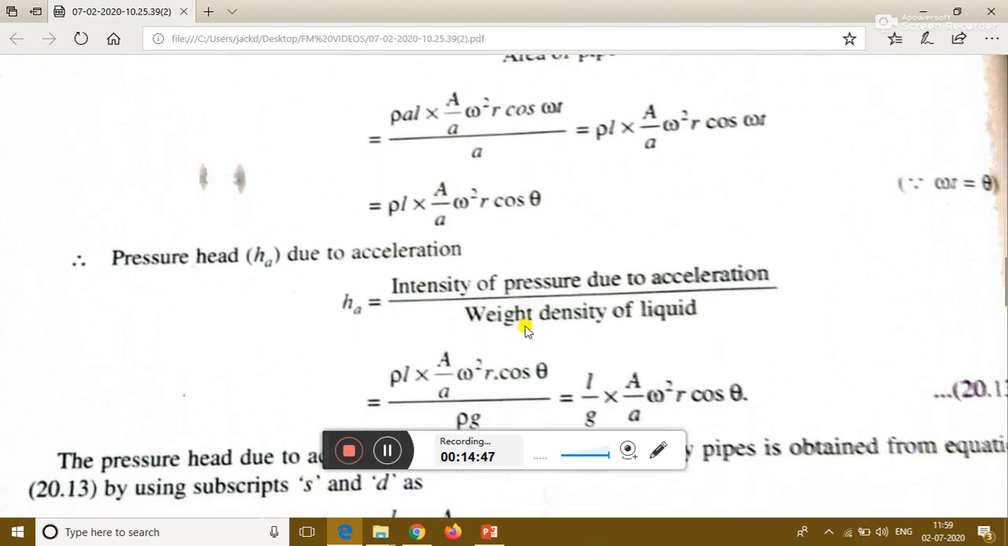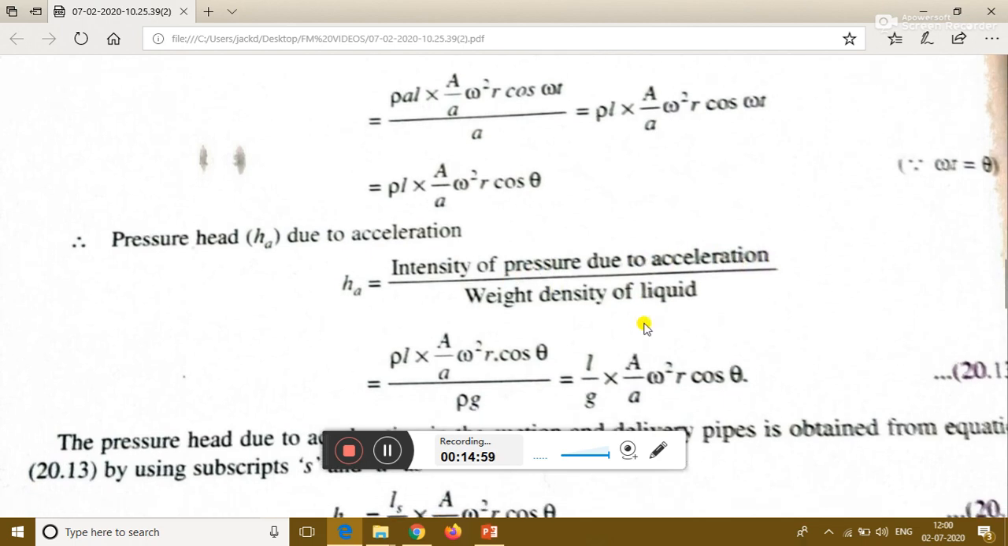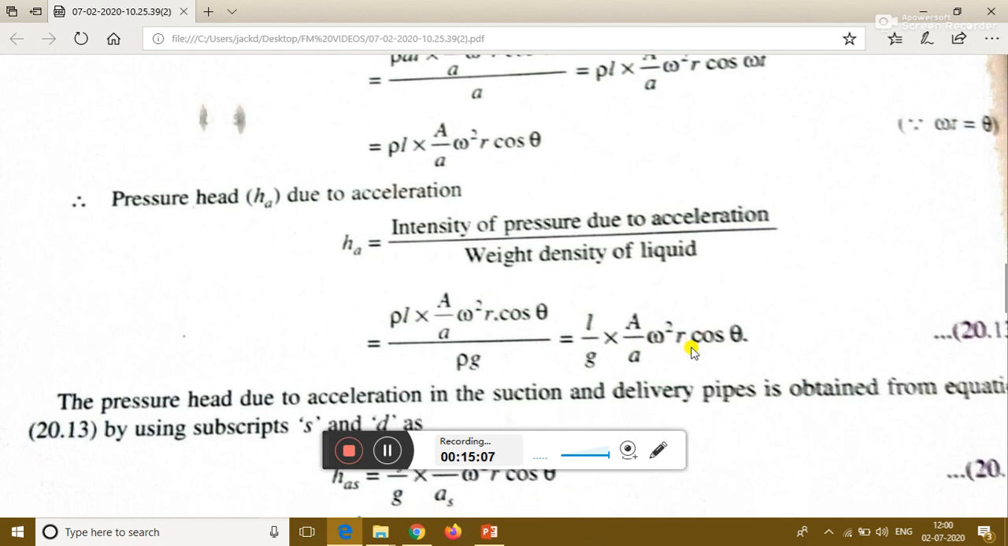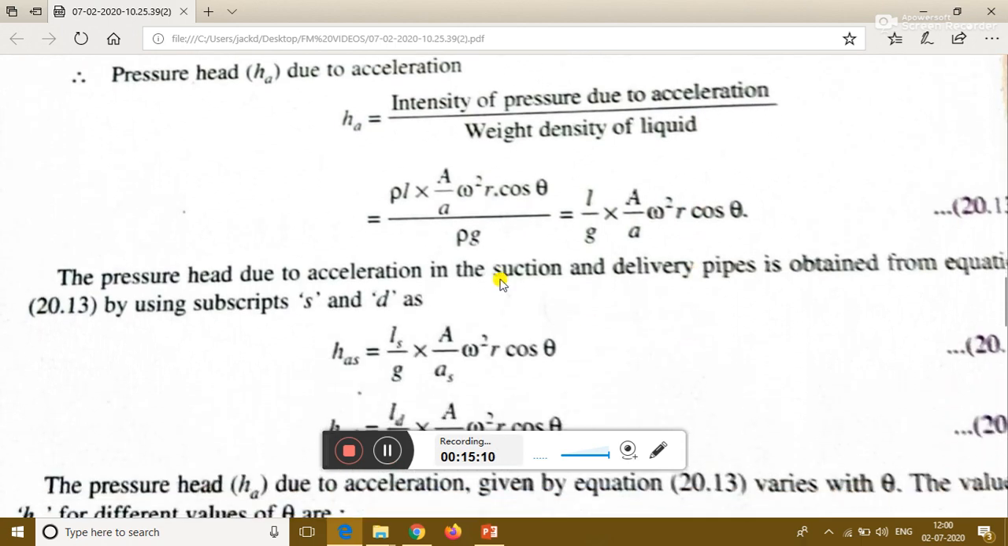Now what is pressure head? If this pressure is to be converted to head, you have to divide by rho g, and this rho g is nothing but the weight density of the liquid. So h_a equals intensity of pressure due to acceleration divided by weight density of the liquid, which is rho L into A by a omega square r cos theta by rho g, which is L by g into capital A by small a omega square r cos theta. Now if the length and the area are different, then the acceleration will be different.